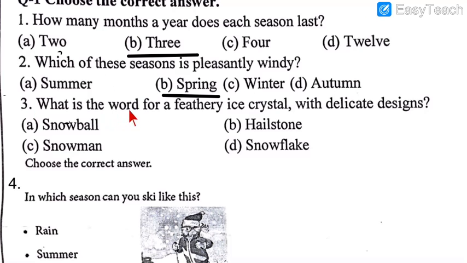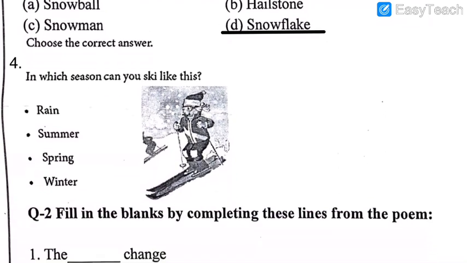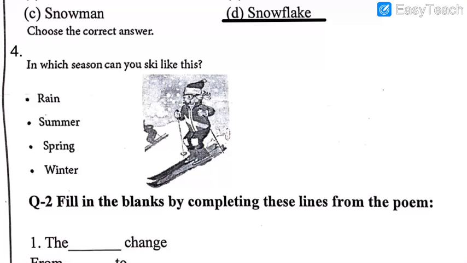Number 3. What is the word for feathery ice crystal with delicate designs? Obviously the answer is snowflake. Have you seen snowflakes? Please Google it or search it on the internet anywhere. How beautiful snowflakes look. Anyways, I hope that you have written the same answer. And number 4, in which season can you ski like this? Obviously winter season, somewhere where the snowfall is there, but in the winter season, that is for sure. So winter is the answer.